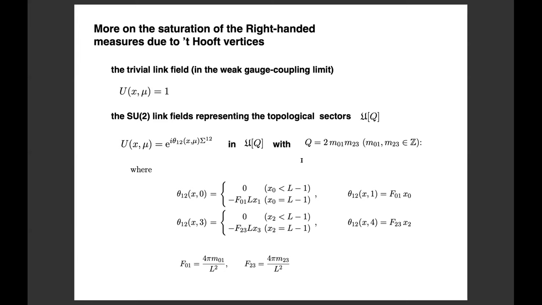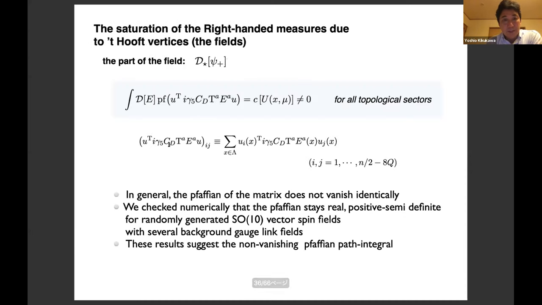For each case, we can construct a basis vector U explicitly by computing the eigenvector of the Hermitian-Wilson-Dirac operator. Then we can form this matrix, and given a certain vector field, spin field, we can compute the eigenvalues and check the Pfaffian. We can see that the Pfaffian actually stays real and positive semi-definite. Then we can argue that the integration over E does not vanish for such configurations.